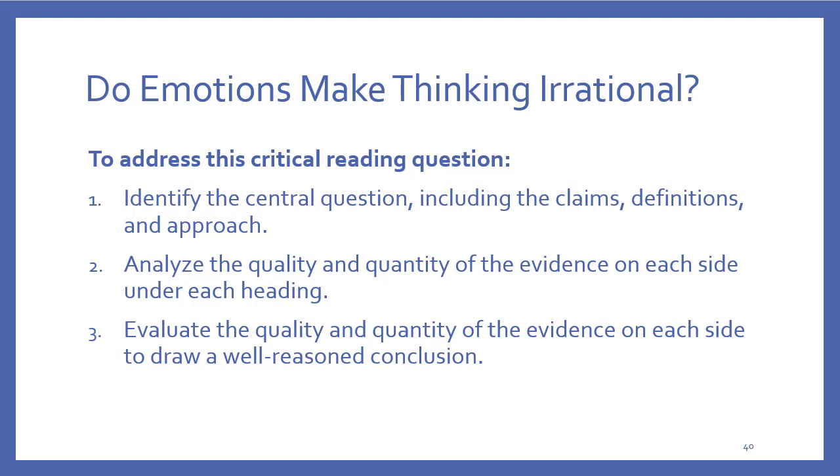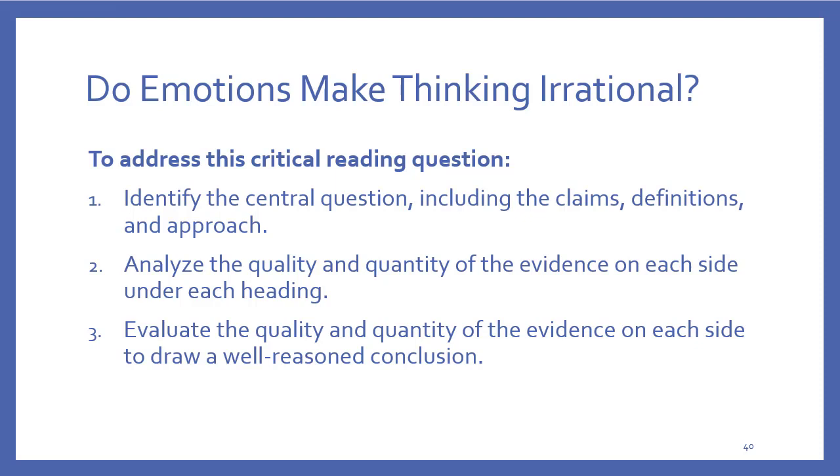This kind of sounds like a qualitative type question where we're going to be looking at some philosophical claims and things. So we might do that. We're going to look at the quality and quantity of evidence on each side under each heading. So when we look through each of these, we need to look at the quality and quantity of the evidence for each claim. So what makes sense, what doesn't make sense, how good is the evidence, how much of the evidence is there. Okay. And then we want to draw a well-reasoned conclusion.